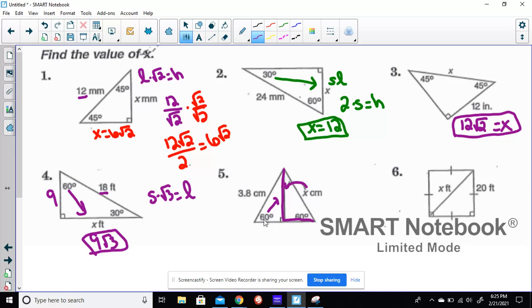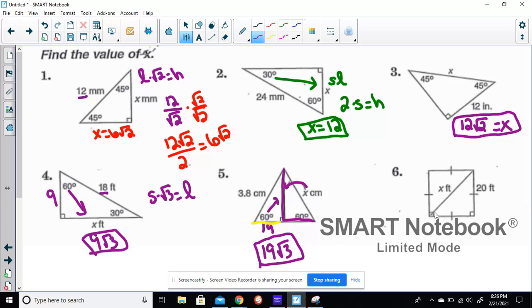So 38 divided by 2 is 19. So this short leg right here, I'm going to highlight it in yellow, just this piece right here is 19. All the way across would be twice that. And so then we've now got to find the long leg. So it would be 19 times the square root of 3. So x is equal to 19 times the square root of 3.